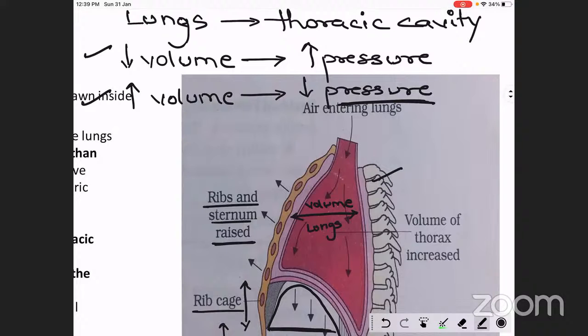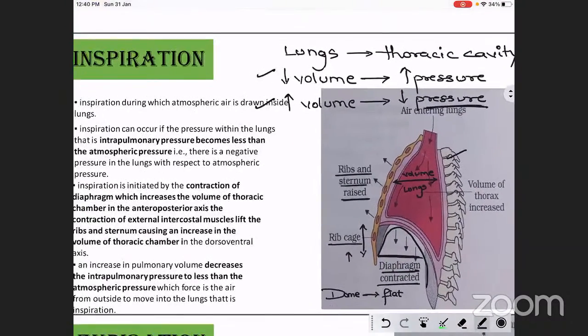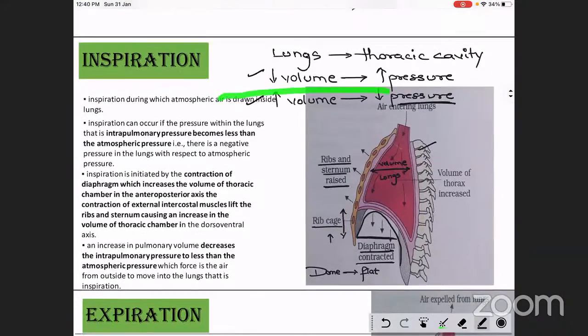And we all know about the law of diffusion. We have already discussed that everything will move from high concentration to low concentration, high pressure to low pressure. So now, if the pressure has decreased inside the thoracic cavity, meaning the pressure has decreased inside the lung, ultimately the air will be drawn from the high pressure, meaning from the atmosphere, to inside your lungs. That is inspiration. If the air is drawn inside your lungs, it means inhalation has taken place. Now we will go through the theory also.